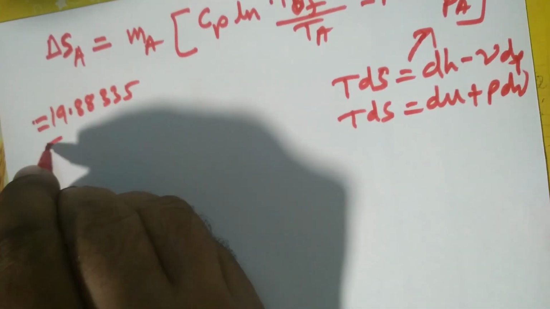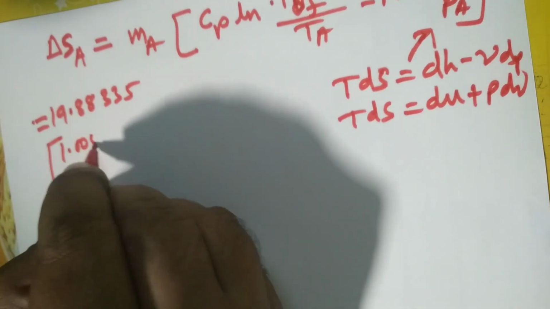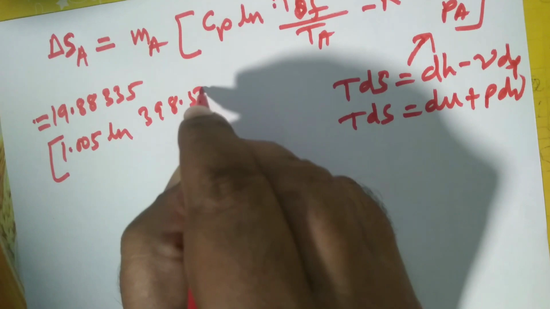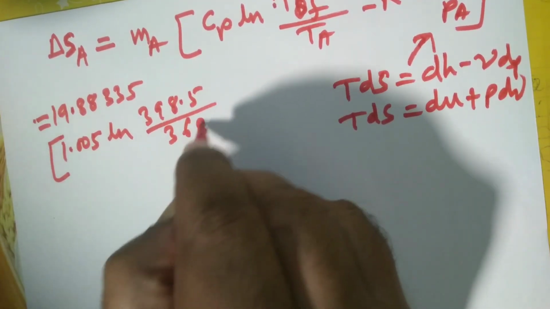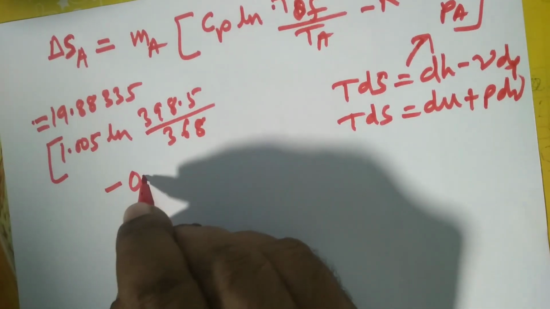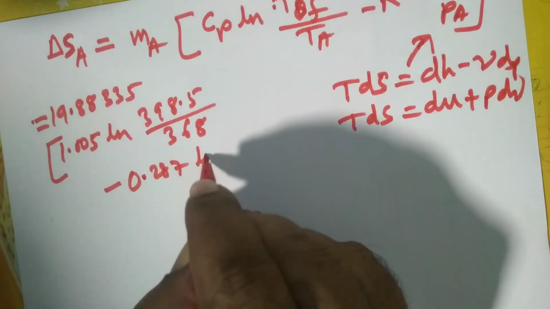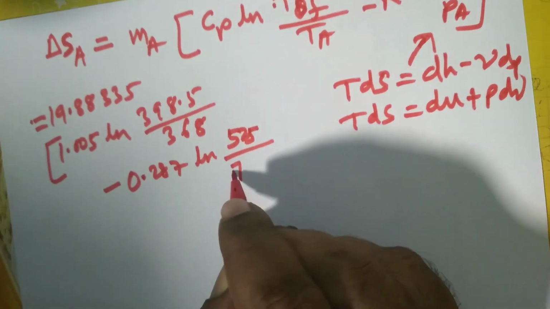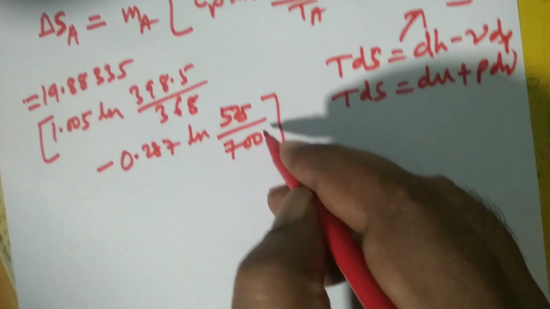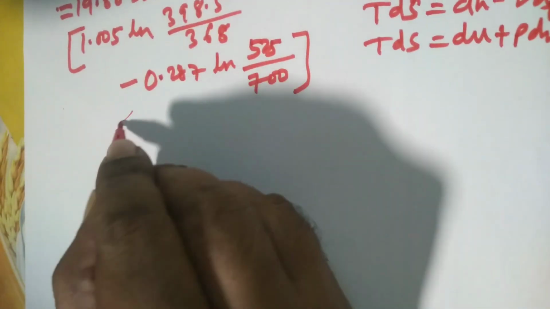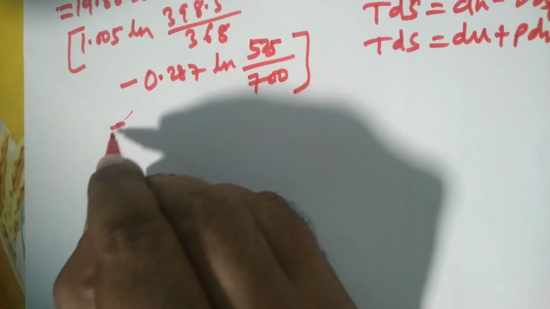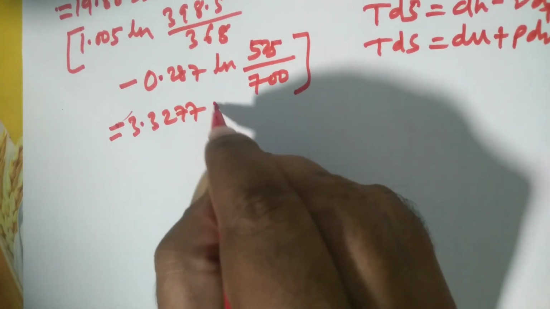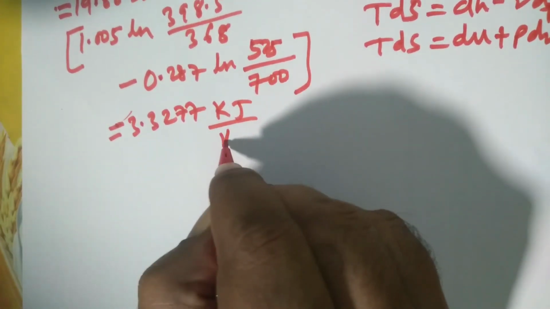is 19.88335 multiplied by 1.005 ln TF, which is 398.5 divided by 368, minus 0.287 ln 525 divided by 700. This is equal to 3.3277 kilojoule per Kelvin.